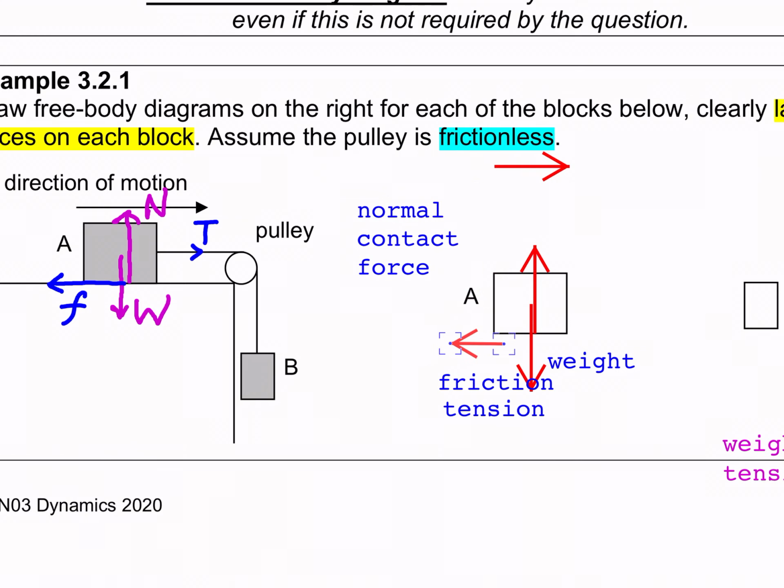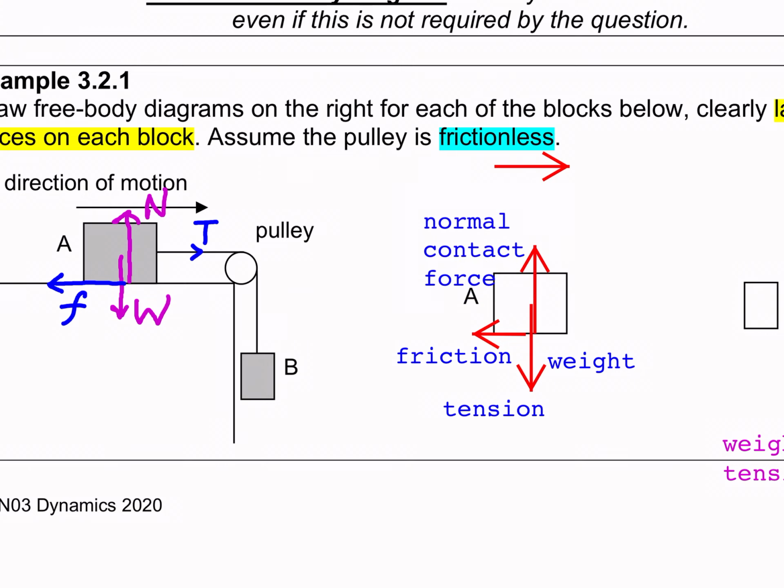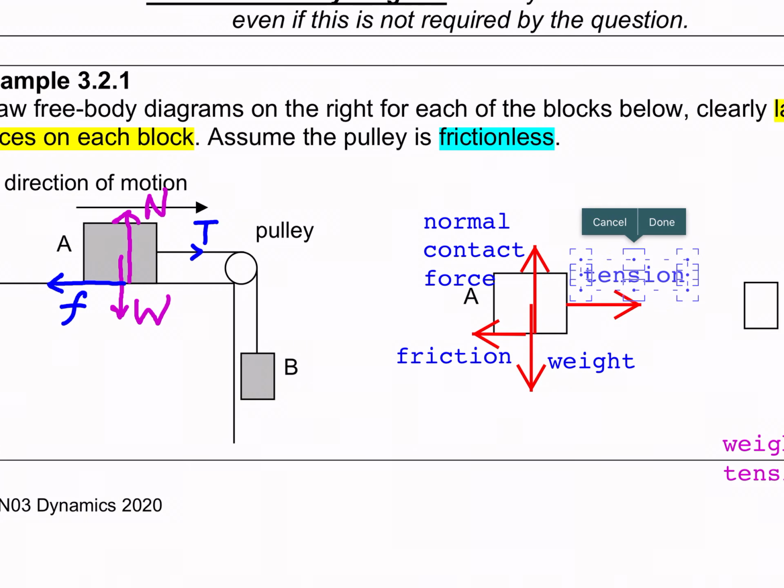There's a horizontal frictional force to the left, and it acts on the surface of A, the horizontal surface that A is lying on. So this will be my frictional force. Label it. The normal contact force is here. And finally, there's a rope pulling on A, and you draw it at exactly the same position where the rope is touching A, and label this tension. So altogether, you have four forces acting on A.